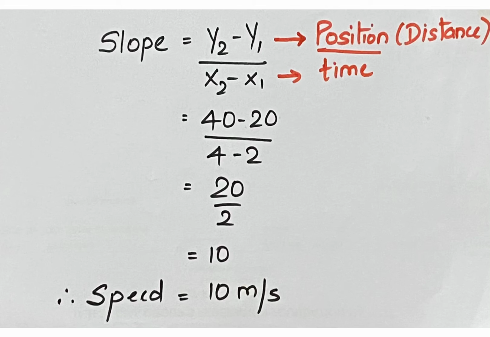Now from this slope, how we are getting speed? Let us see. Now this y2 minus y1, it is the distance travelled. And what is x2 minus x1? It is the time taken. With the help of graph you can see it clearly. So ultimately this slope is distance travelled upon time taken. And what is distance travelled upon time taken? Speed. So the slope of distance versus time graph gives speed.